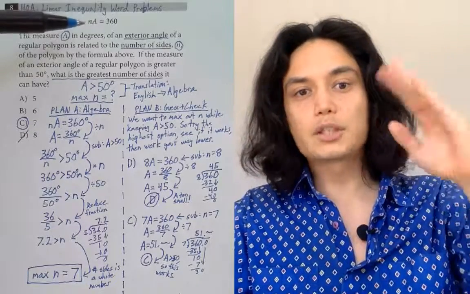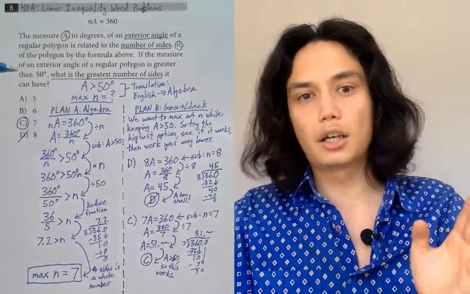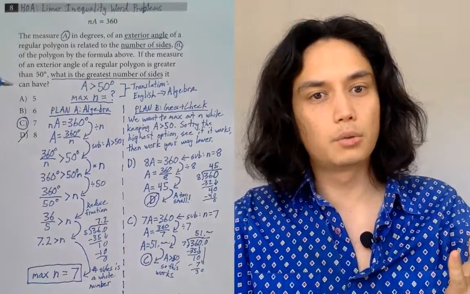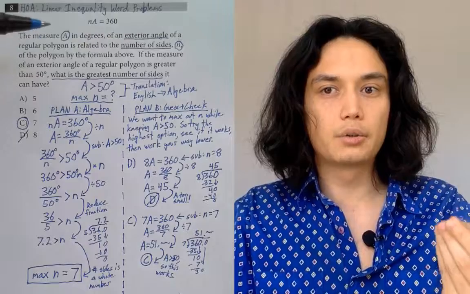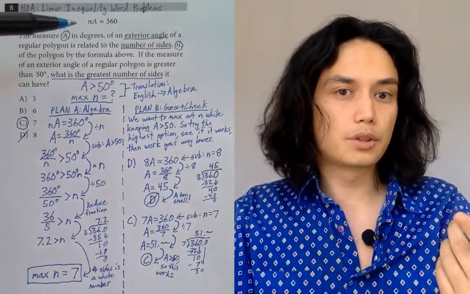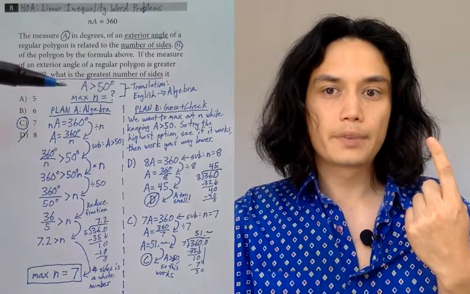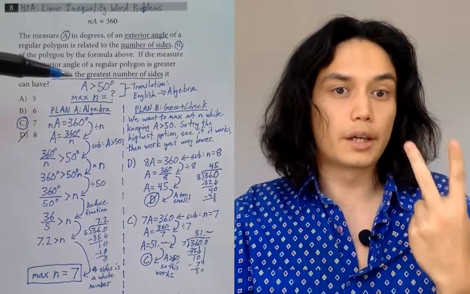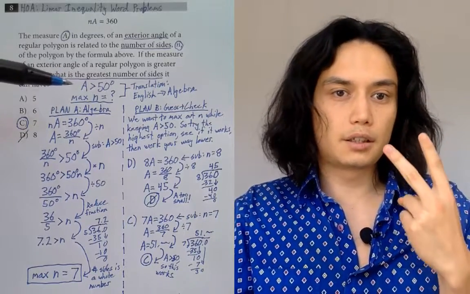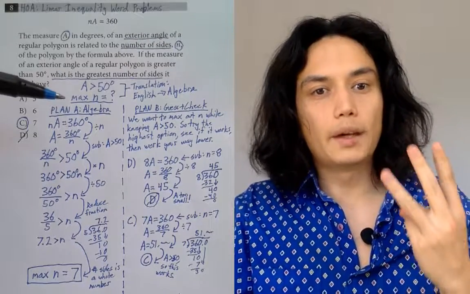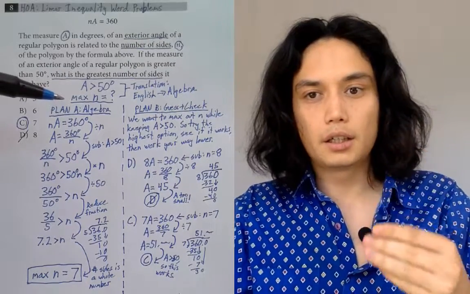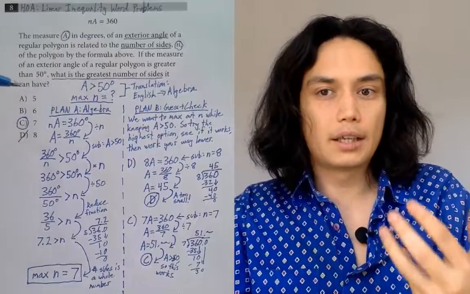So again, our three starting pieces, and notice I'm not going to talk at all about polygons or what polygons are or what exterior angles are. I'm just going to talk about these raw algebraic equations. Here, n times a equals 360. That's piece of information number one. a is a thing that's greater than 50. That's piece of information number two. And piece of information number three is we're trying to figure out what n needs to equal, right? What is the highest that we can get n?